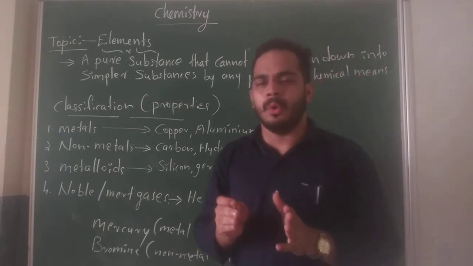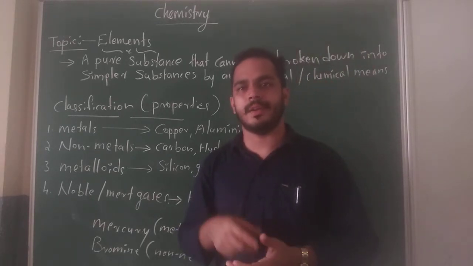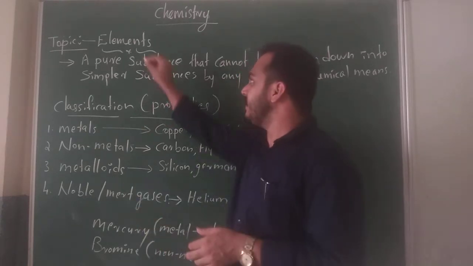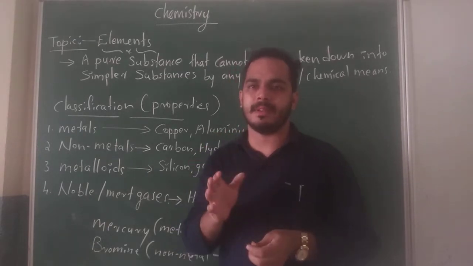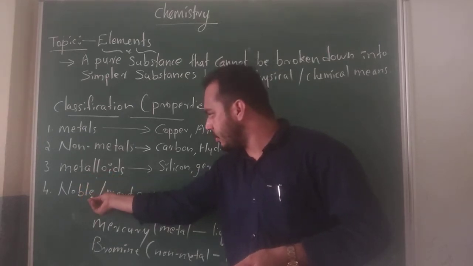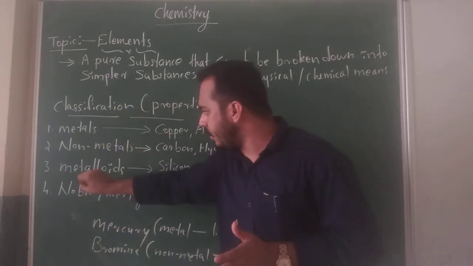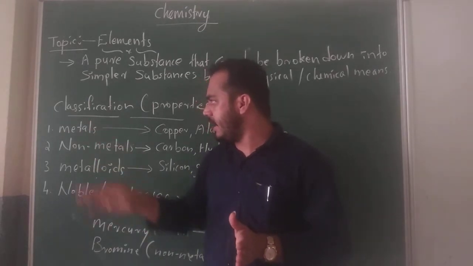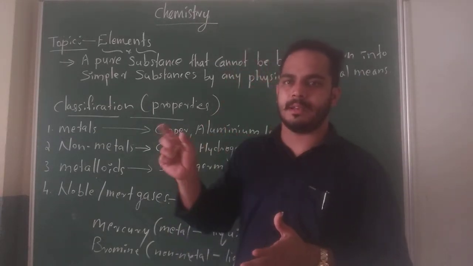Of the 118 elements, 92 occur naturally, and the remaining ones are prepared by human beings. According to their properties, the elements are classified into four types: metals, non-metals, metalloids, and noble or inert gases. We want to learn the characteristics and examples of each type.